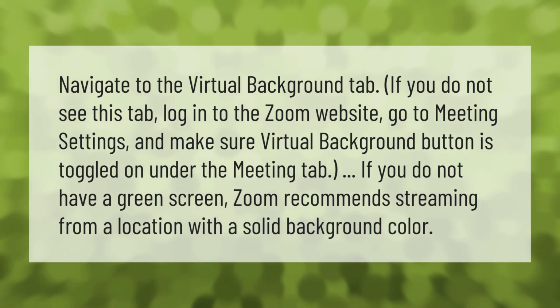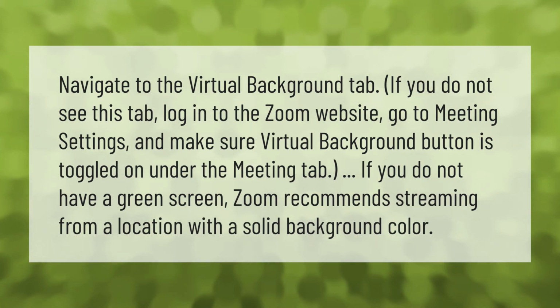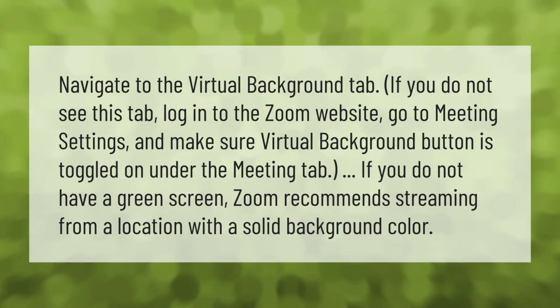Navigate to the Virtual Background tab. If you do not see this tab, log in to the Zoom website, go to Meeting Settings, and make sure the Virtual Background button is toggled on under the Meeting tab. If you do not have a green screen, Zoom recommends streaming from a location with a solid background color.